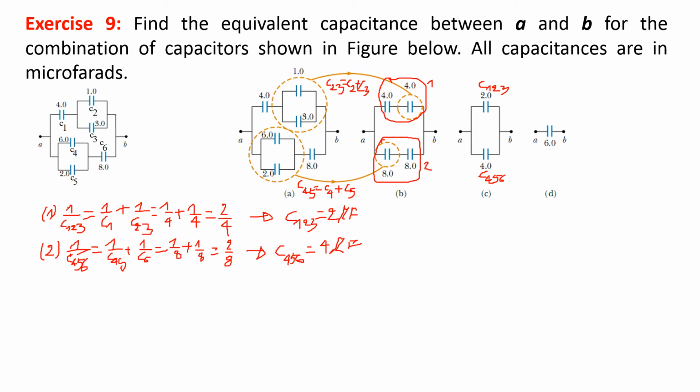Once they are in a parallel connection, the equivalent capacitance is obtained by the algebraic sum of the individual capacitances, which is equal to C1,2,3 plus C4,5,6, which is equal to 2 microfarad plus 4 microfarad, which is equal to 6 microfarad.